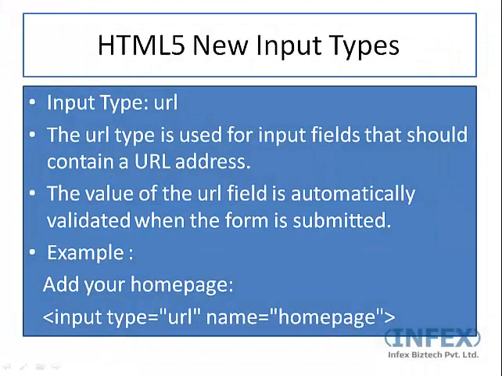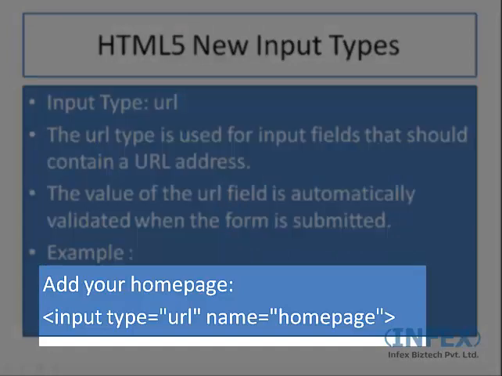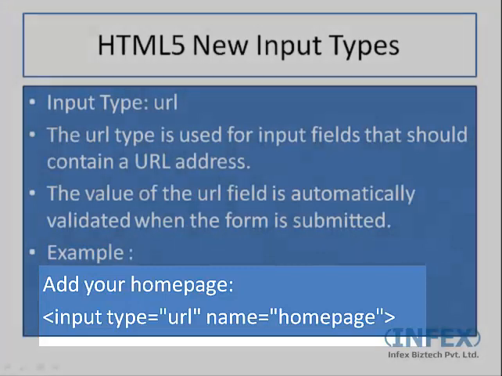Last but not the least is the input type URL. URL type is used for input fields that should contain a valid URL address. As we all know, URL stands for Uniform Resource Locator. So basically it is a web resource. The value of the URL field is automatically validated when the form is submitted. So it takes the input type of URL.